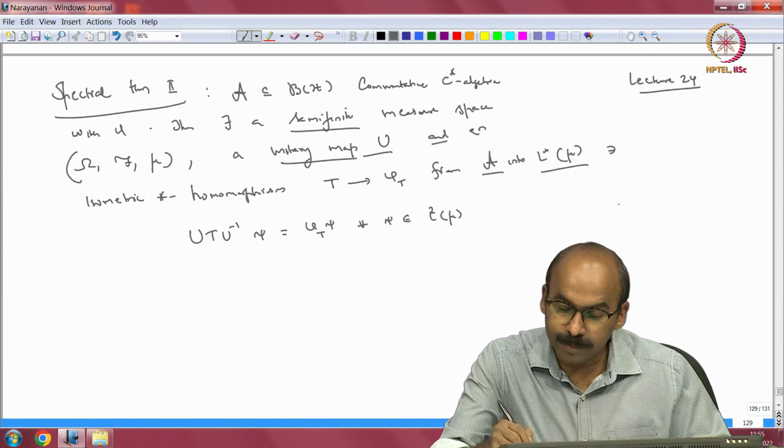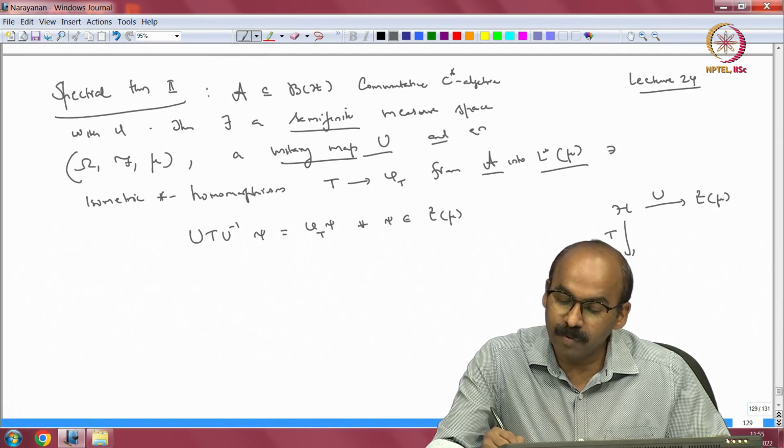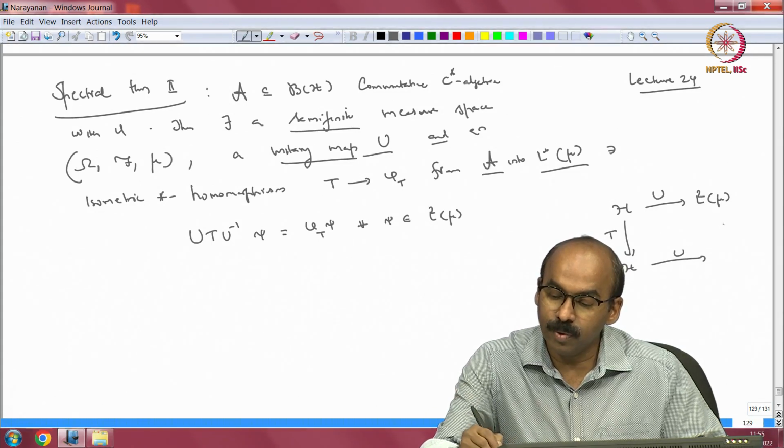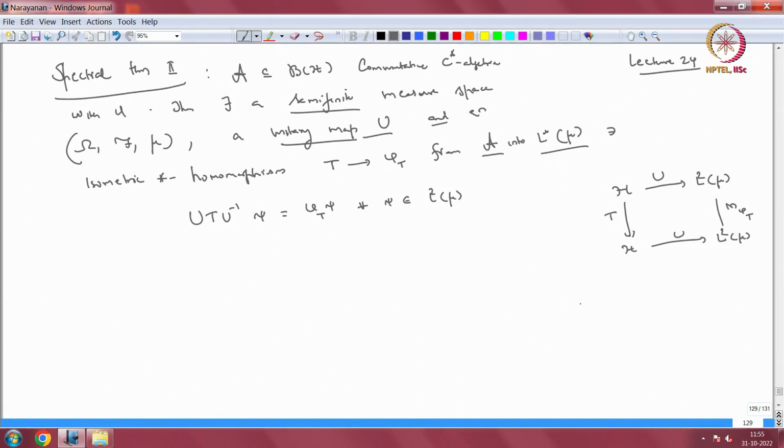So I have the Hilbert space H. I have this unitary operator u which goes to L2 of mu, and T of course takes H to H. Here I have another u, going to L2 of mu, and here I have multiplication by phi sub T. That is what this means. So the operator T after conjugating by the unitary operator u becomes multiplication by phi sub T. For each T there is a phi sub T in L infinity, and T is unitarily equivalent to M phi T, that means multiplication by phi T. The same unitary works for everything in A.